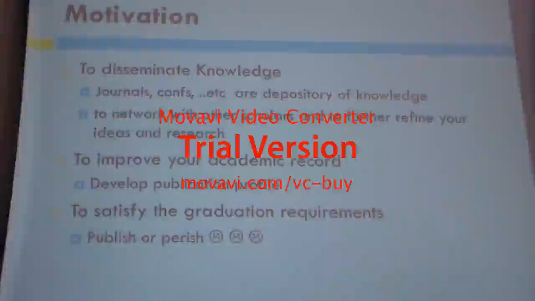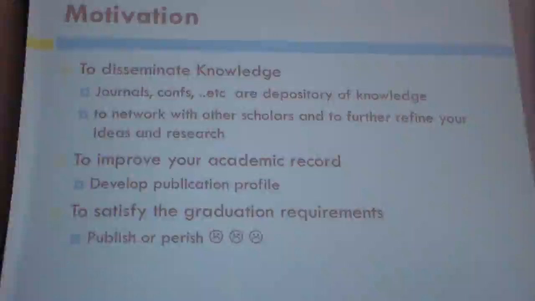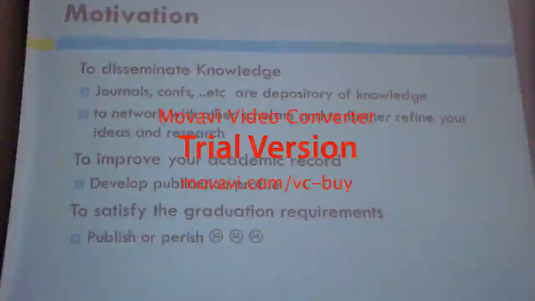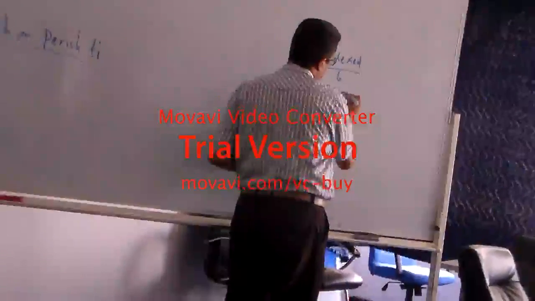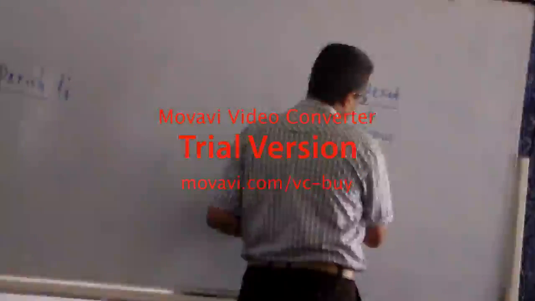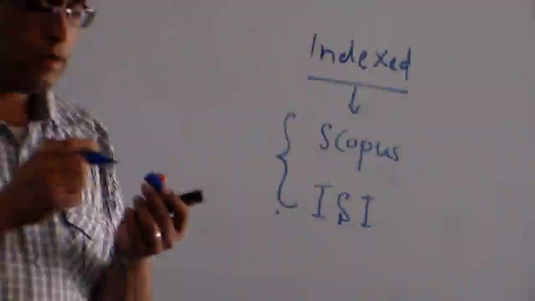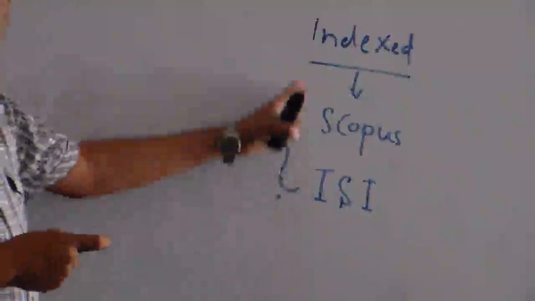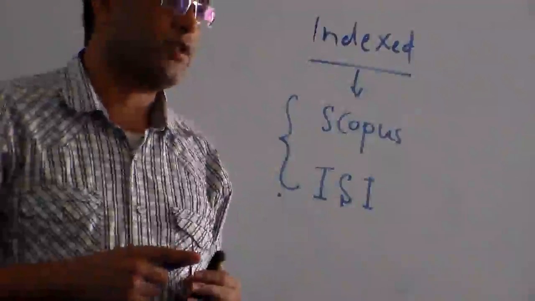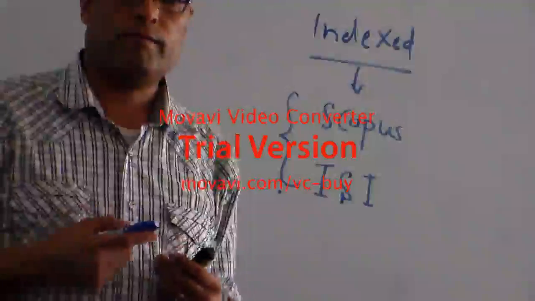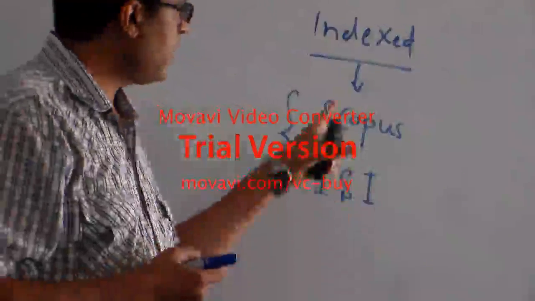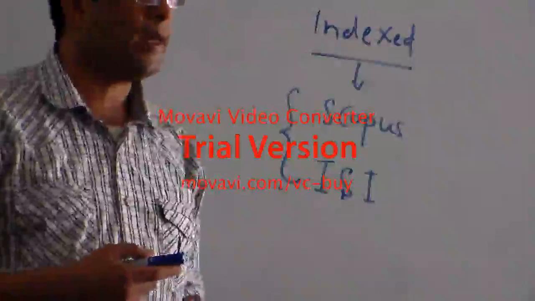And they have some requirements for these three. It's not just anything. It should be indexed by some kind of index. We will see after this what we mean by index. Indexed by Scopus or ISI. Those two indices are the most recognized indices for publications. If your paper is published in a journal that is indexed by Scopus or ISI, then it's okay.